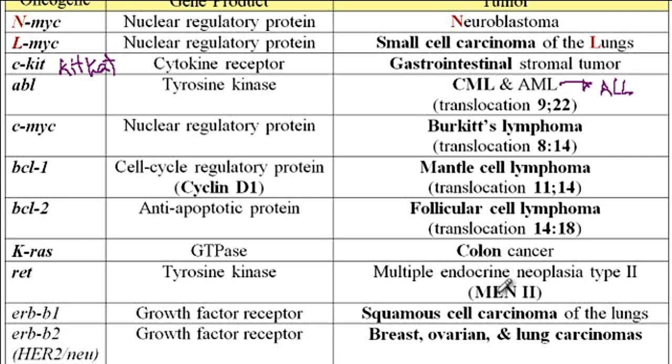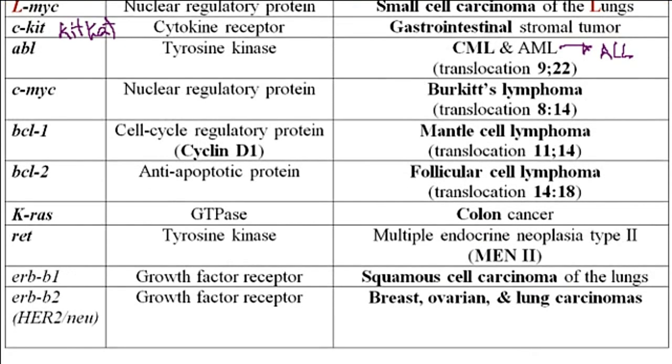RET gene will lead to the development of multiple endocrine neoplasia type 2. Again, the symptoms of MEN have been discussed in a separate video, so I'm not going to go into details here. ERB1 is associated with squamous cell carcinoma of the lungs, and then finally we have ERB2, which is also referred to as HER2-neu, which can lead to the development of breast, ovarian, and lung cancer. So the memory aid here is show hair breasts. And so you know that HER2 mutation is associated with the breast cancer.